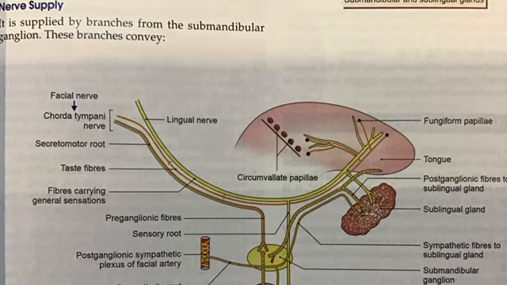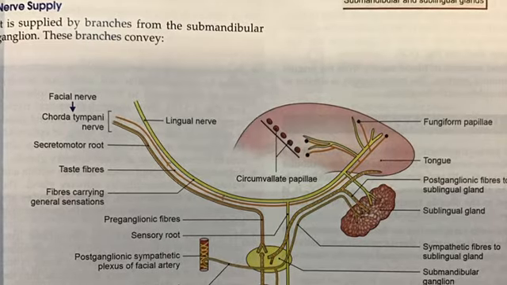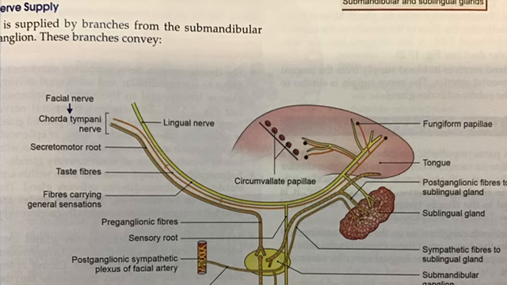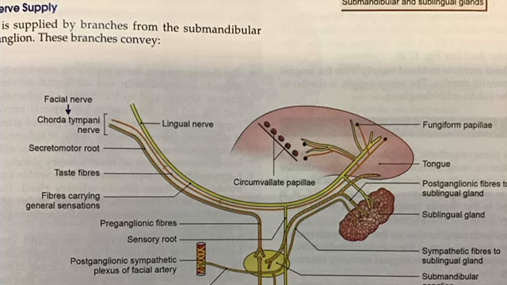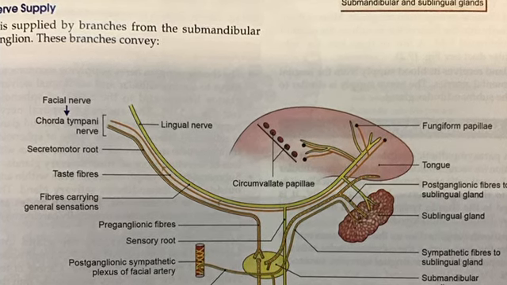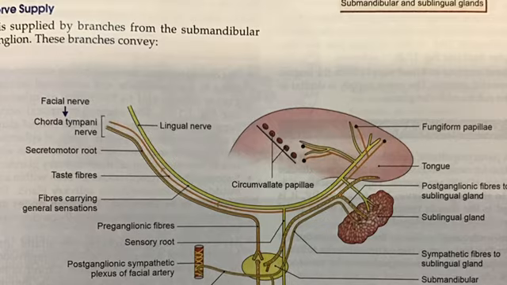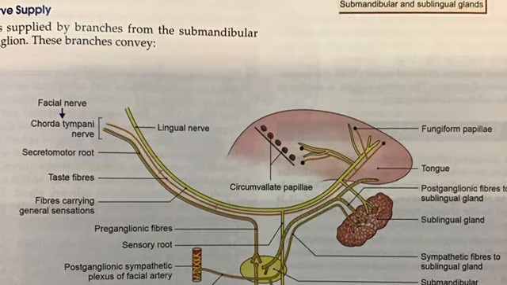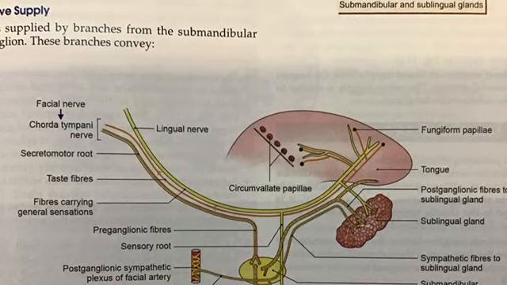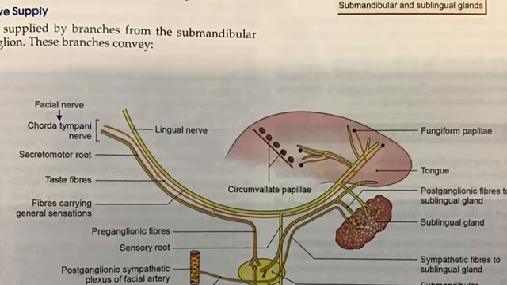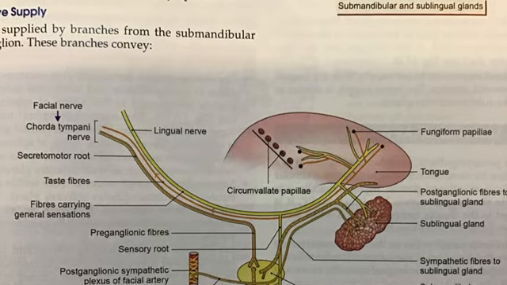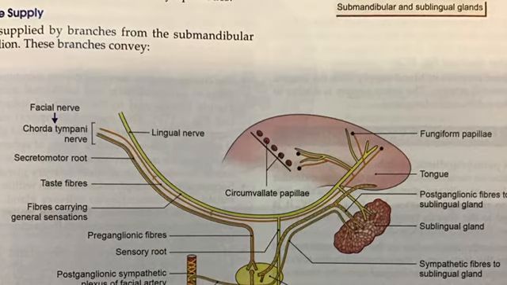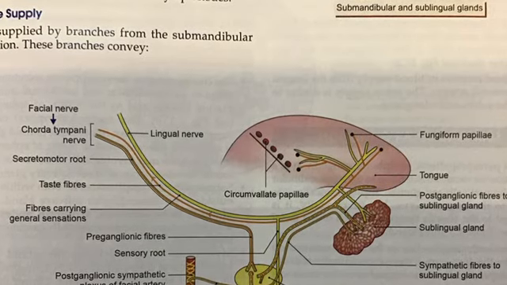It has secretomotor supply. Secretomotor fibers come from the superior salivatory nucleus, facial nerve, chorda tympani, joins the lingual nerve, a branch of V3, submandibular ganglion, then release postganglionic fibers to the submandibular and sublingual glands. The submandibular ganglion is a relay station. The secretomotor roots come from chorda tympani of the facial nerve, while the sensory fibers are from the lingual nerve, and vasomotor sympathetic fibers from the plexus around the facial artery.